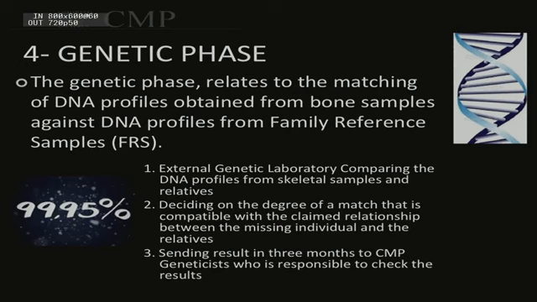And let's move to the genetic phase very briefly. We are working with an external genetic laboratory, which is comparing the DNA profiles from skeletal samples and the relatives. They decide on the degree of the match that is compatible with the claimed relationship between the missing individual and the relatives. Our threshold for genetic identification is 99.95%. They send us the results in 3 months, and our geneticist checks these results.